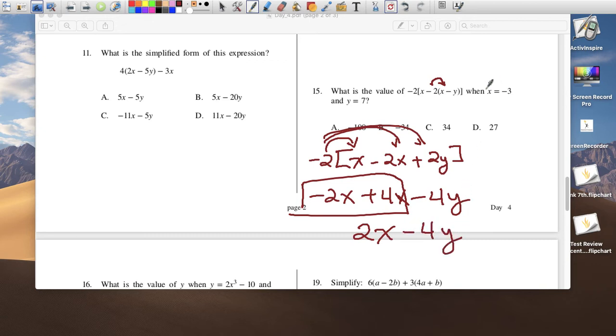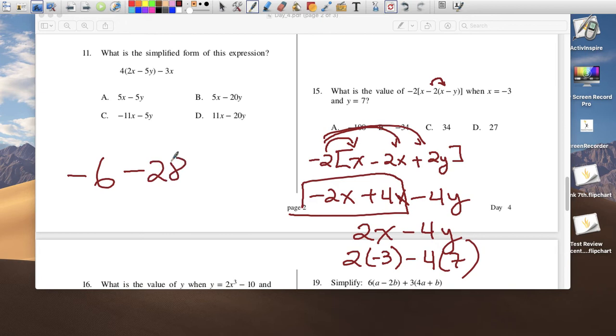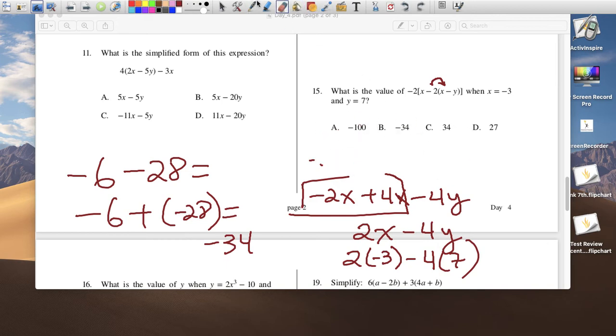So now I'll substitute. Instead of the x, I'm going to put negative 3, so it's 2 times negative 3 minus 4 times, and the y is 7. So much easier to substitute now. 2 times negative 3 is negative 6, and then minus, and 4 times 7 is 28. If I change this, this becomes all negatives, right? A bunch of negatives getting together, so it's going to be negative 34. And if you can sort of see it, letter B.